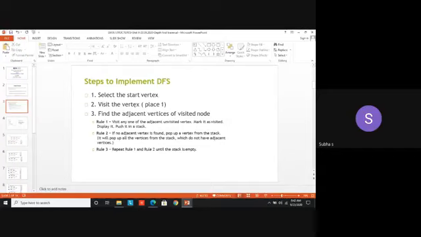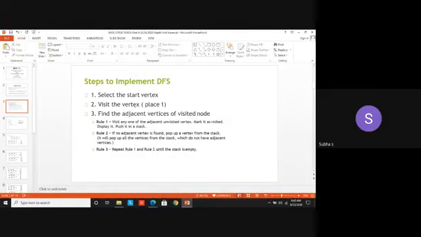Now listen carefully. It's a very, very important concept. There is not much difference between DFS and BFS, but you have to understand clearly where they differ, that is, at which point BFS differs from DFS. So you are placing only one adjacent vertex and marking it as visited.